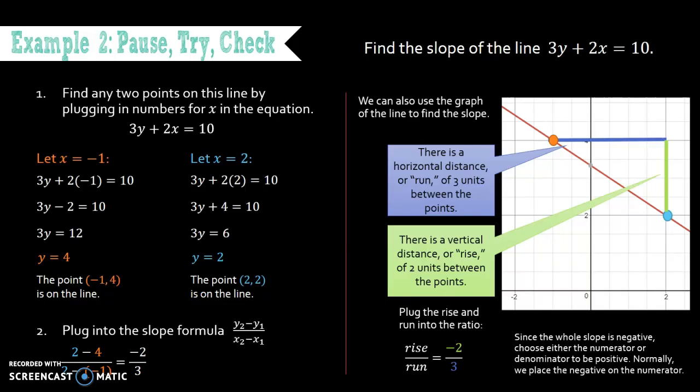Since your whole slope is negative, just make sure that either your numerator or denominator is positive, and then the other one would be negative. Generally, we put the negative sign on the numerator. That's just kind of a tradition that we do. We usually just put the negative in the top so that we don't forget it.